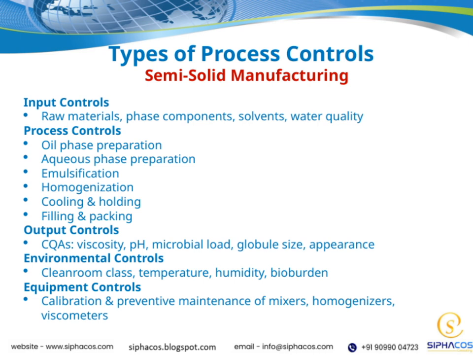Equipment controls play an essential role too, with regular calibration and preventive maintenance of mixers, homogenizers, and viscometers to ensure consistent performance. When we talk about the types of process controls in semi-solid manufacturing, it's all about integrating these elements seamlessly. Proper control at each stage helps us produce safe, effective, and high-quality products consistently.